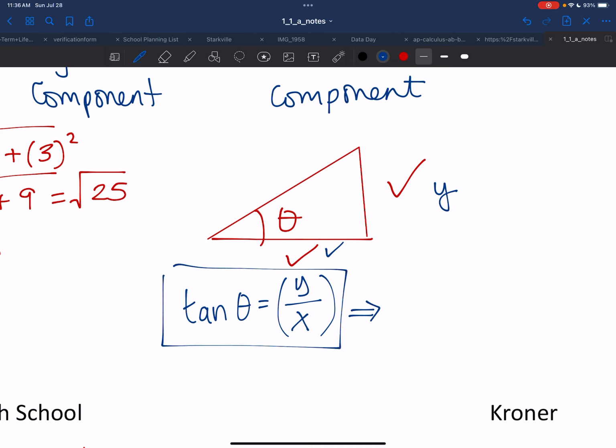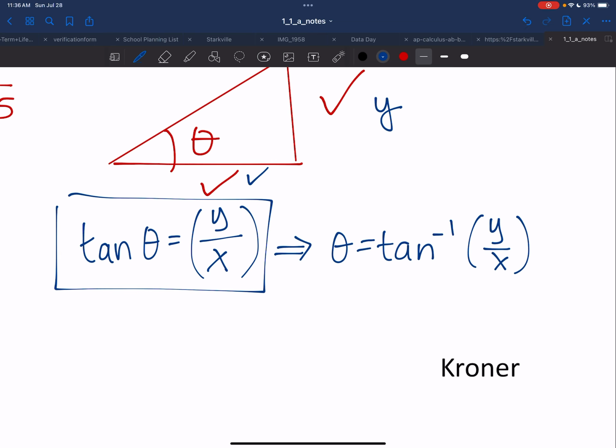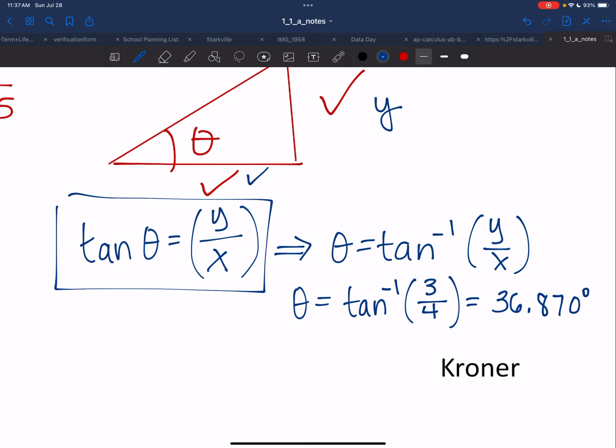So how do we solve for theta? We got to take away that tangent, which would be the inverse tangent. So the inverse tangent of y over x. So let's go ahead and put that into numbers. My angle is going to be the inverse tangent or the arctan. On Desmos, you have to type a-r-c-t-a-n. So the arctangent of my y value, which is 3, and my x value, which is 4. And when I do the math on that, I end up with 36.870 degrees.